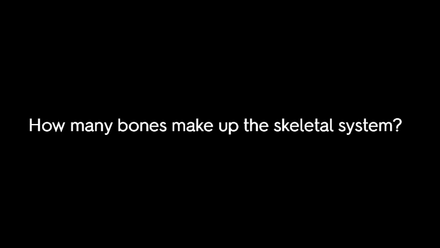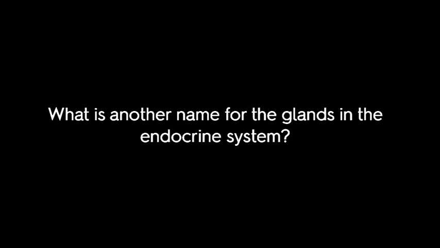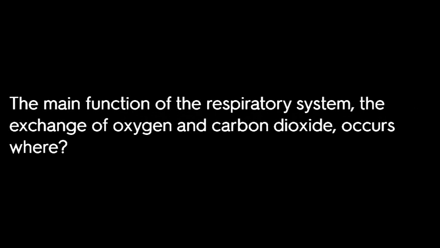Define a system. A group of organs working together to perform a function. The integumentary system includes skin and highly specialized sense organs. How many bones make up the skeletal system? 206. What is another name for the glands in the endocrine system? Ductless glands. The main function of the respiratory system, the exchange of oxygen and carbon dioxide, occurs where? Alveoli.